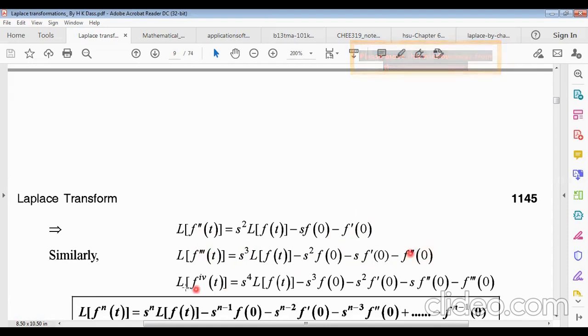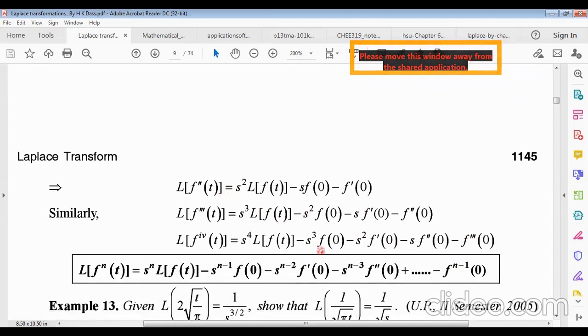Okay. So the Laplace transformation of the fourth derivative will be s to the fourth times the Laplace transformation of f of t, minus s cubed f of 0, minus s squared times the first derivative of f of t at t equals 0, minus s times the second derivative of f of t at t equals 0, minus the third derivative of f of t at t equals 0. Remember it. There is a sequence.